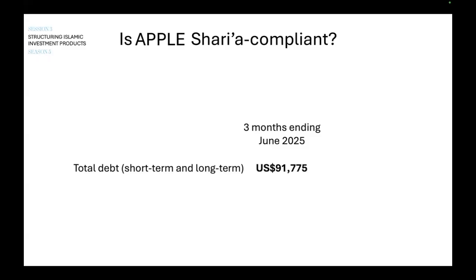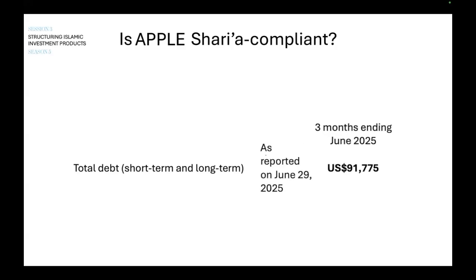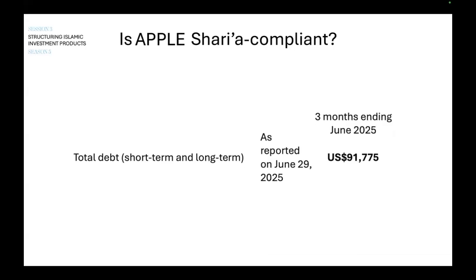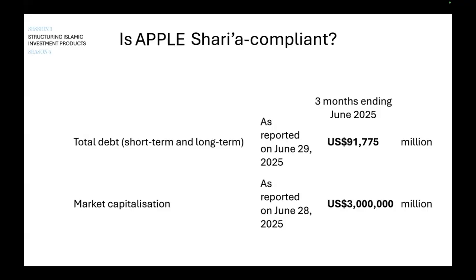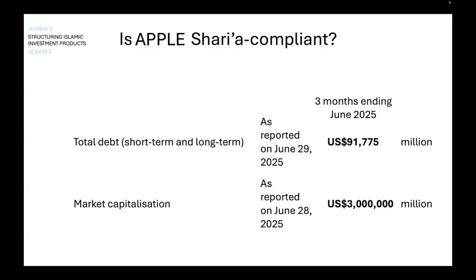So for the 3 months ending June 2025, total debt of Apple was 91,775 million, as reported on June the 29th, 2025. So this is the latest figure which we can rely upon. Market capitalization, debt equity ratio we have to calculate. So market capitalization for the 3 months ending June 2025, as reported on June the 28th, 2025, primarily because the 29th was a holiday, there was no trading. So we are taking this date, which is very close to June the 29th. That was 3 trillion US dollars. That is the market capitalization of Apple.